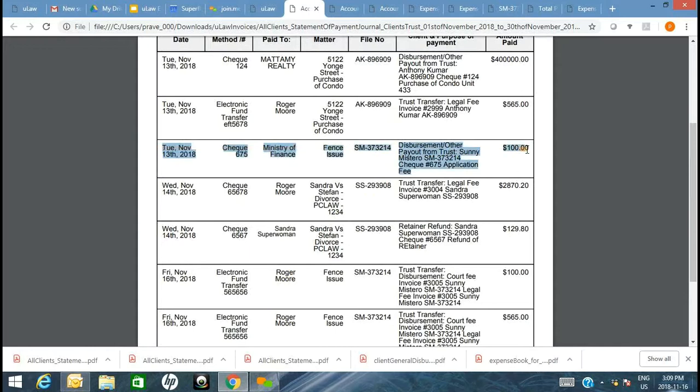Here is that $100 check paid to the Ministry of Finance through the trust transaction for that fence issue. Again, it's important to capture the client, but also specifically the file number. So this pretty much tells you the client and the specific file for which this $100 was dispersed.